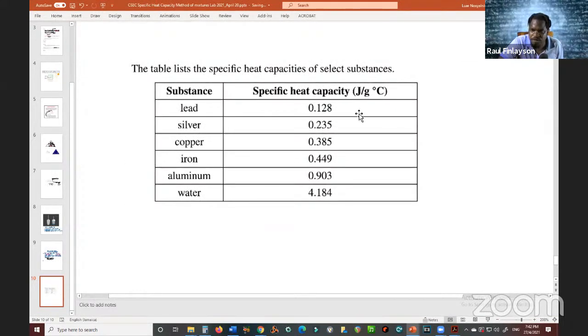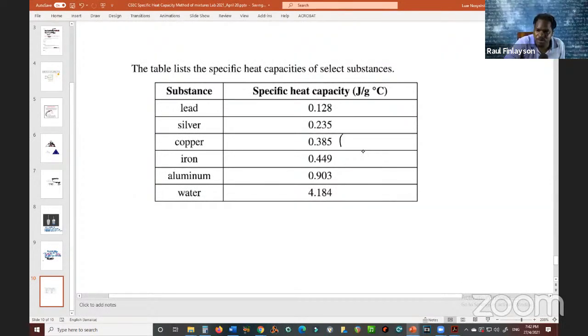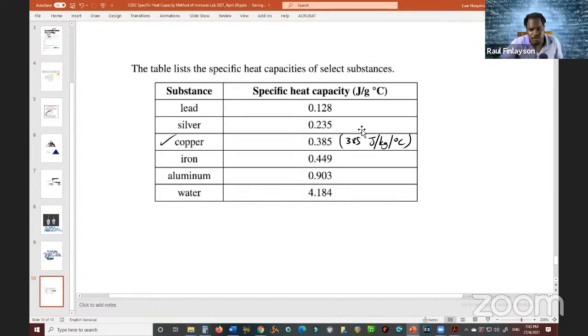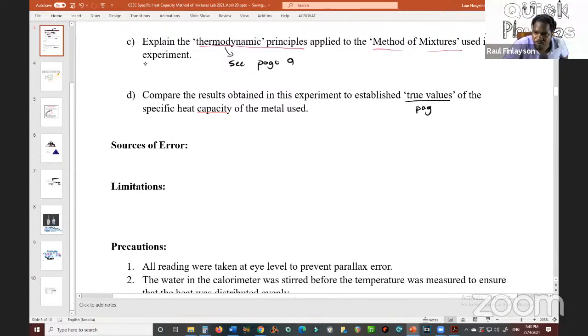All right. Now, this is joules per gram per degree Celsius. So what happens is that if we were to multiply it by 1,000, then you get 385. So that's according to that. 385 joules per kilogram per Kelvin or degree Celsius. So 385 is the value. That's page 10. Let's put that in the lab. So that here the true value is, see page 10.